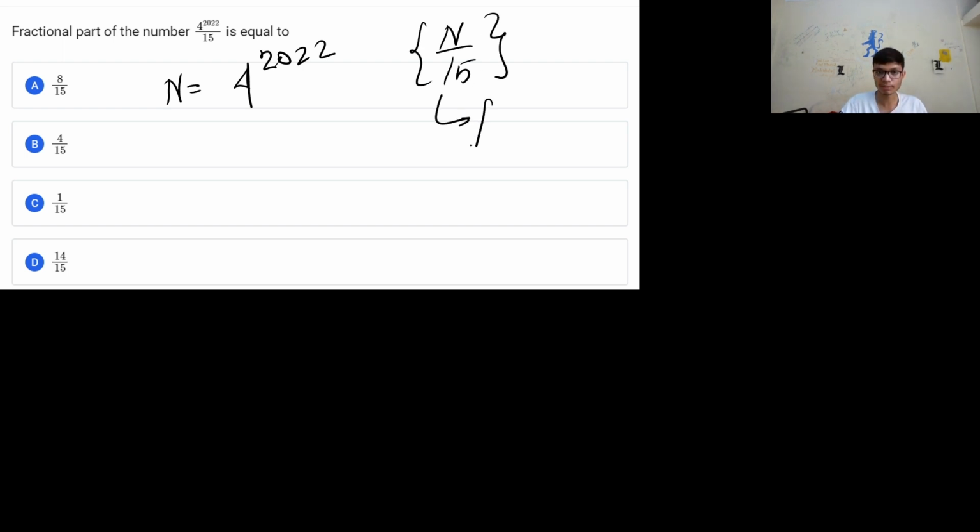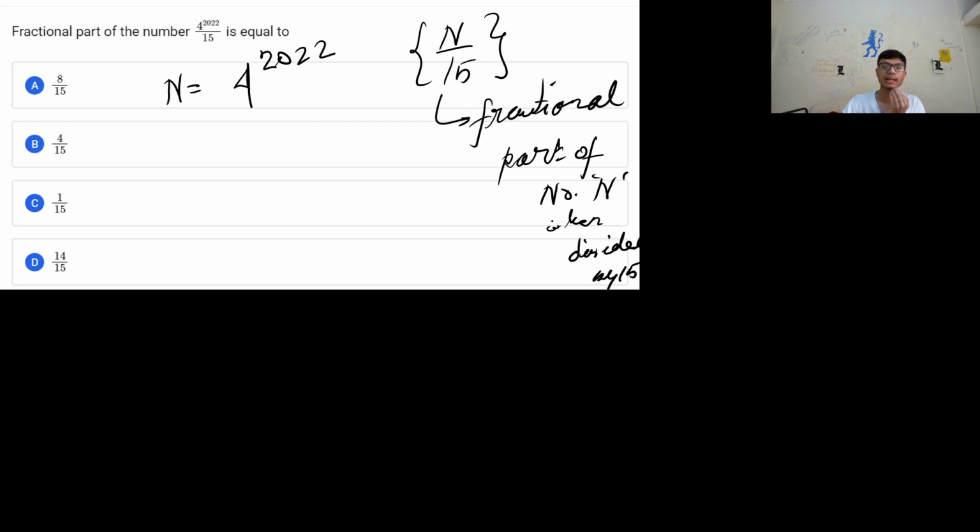And this particular quantity basically means the fractional part, which you study in the chapter of function. Fractional part of a number. Fractional part of number n. That means the number n when divided by 15. So if you divide this number n by 15, you will be left with a fractional part. That means basically the remainder question.